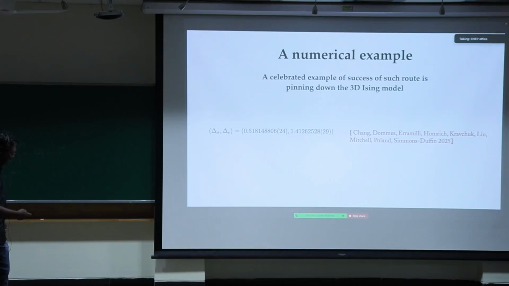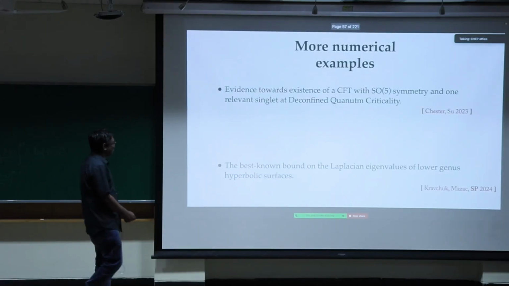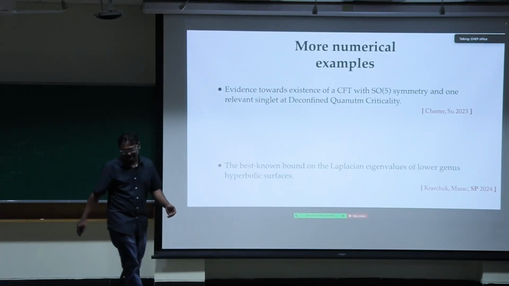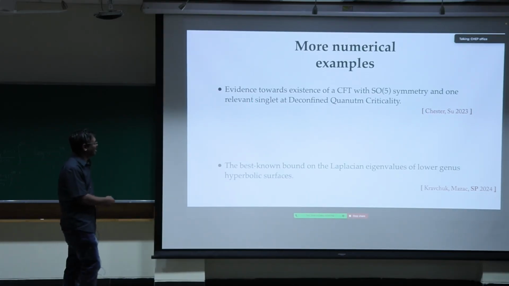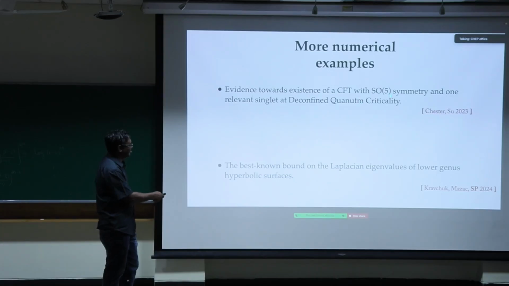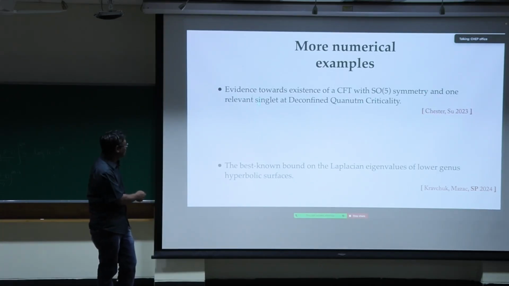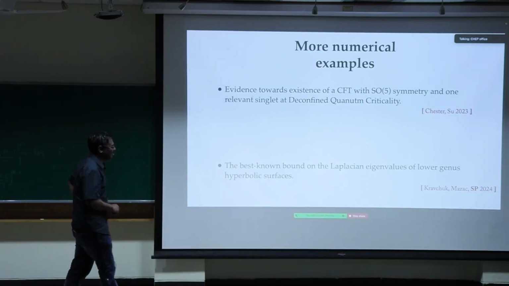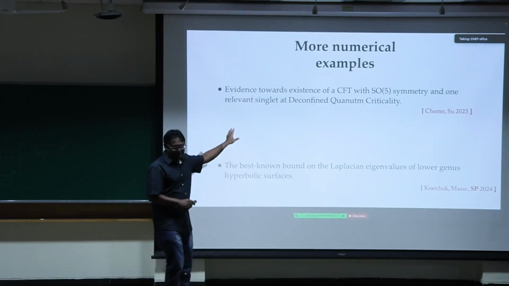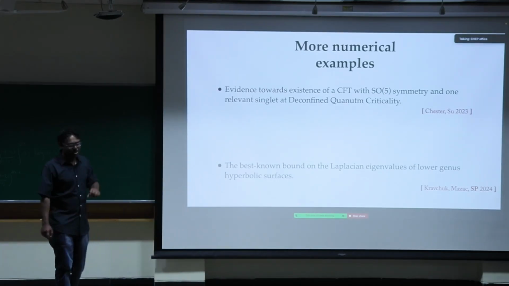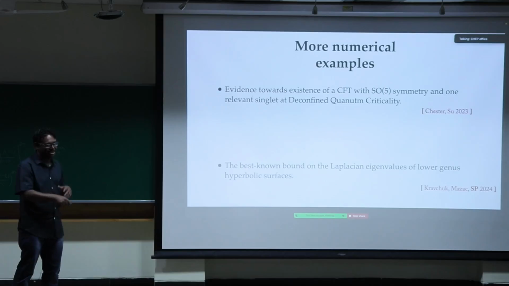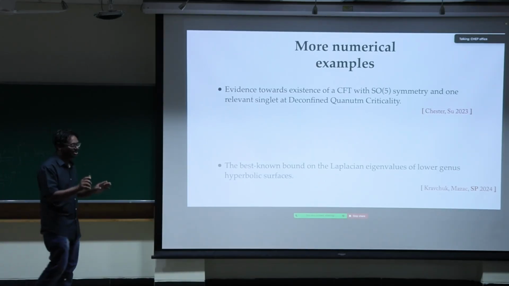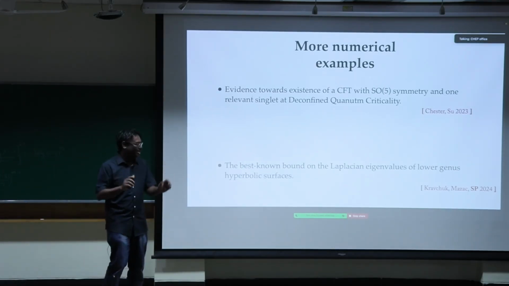Okay, anyway, moving ahead because we need to finish. You can ask whether people have found new CFTs. There has been recent progress by Ning Su and Sai Jester, where they found evidence for the existence of a CFT with SO(5) symmetry and one relevant singlet, at something called deconfined quantum criticality. You might want to ask me later if you're curious about what deconfined quantum criticality is, but that will be a separate talk. This phase transition goes beyond the Landau paradigm. That's what I want to mention right now.